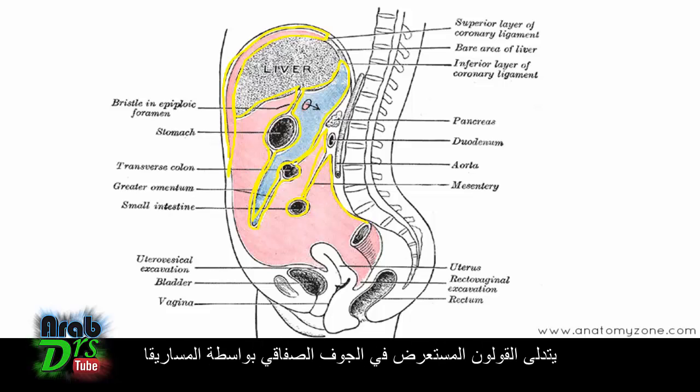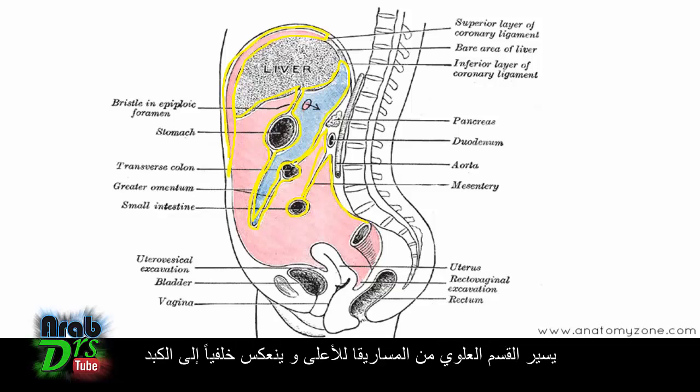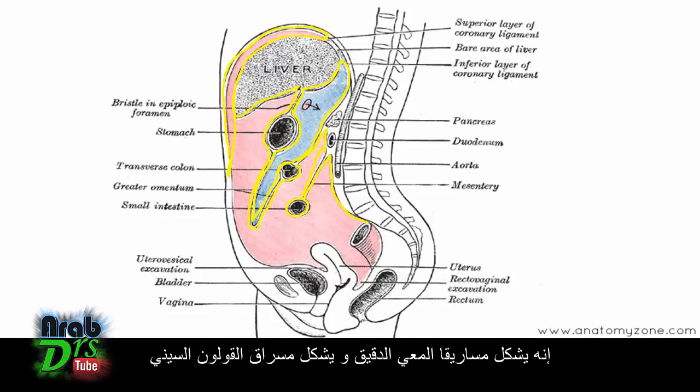The transverse colon is then suspended in the peritoneal cavity by a mesentery. So the mesentery attaches the transverse colon to the posterior abdominal wall. So the upper part of the mesentery passes back up and reflects back onto the liver, and the lower part passes inferiorly on the posterior abdominal wall and forms other mesenteries. So it forms the mesentery of the small intestine, and it forms the mesentery of the sigmoid colon.